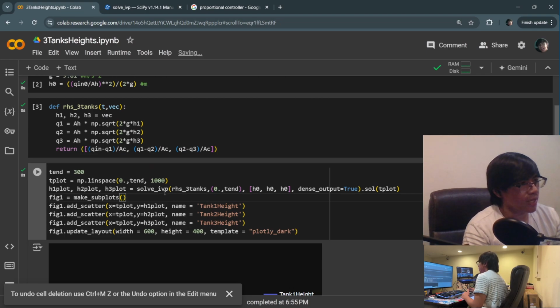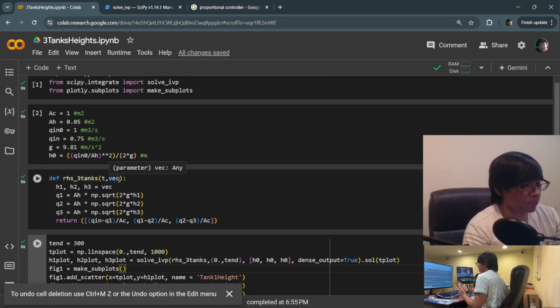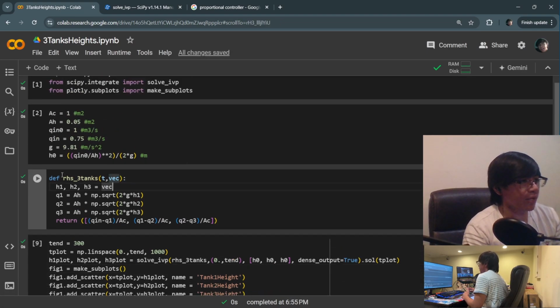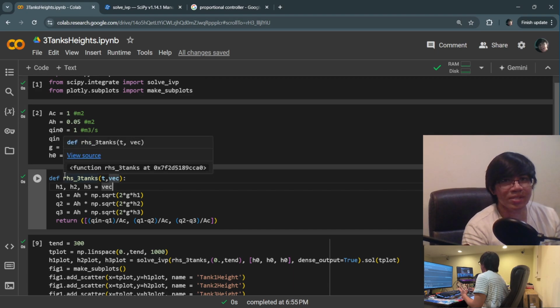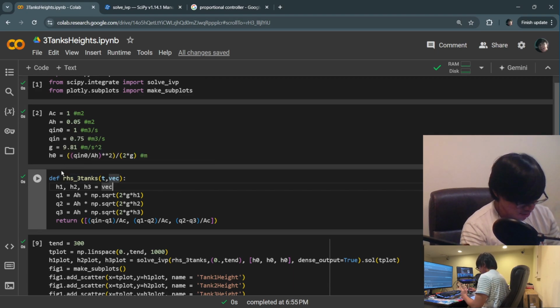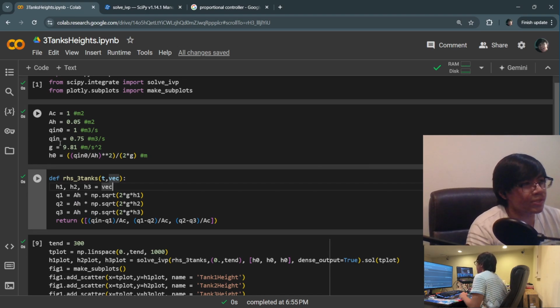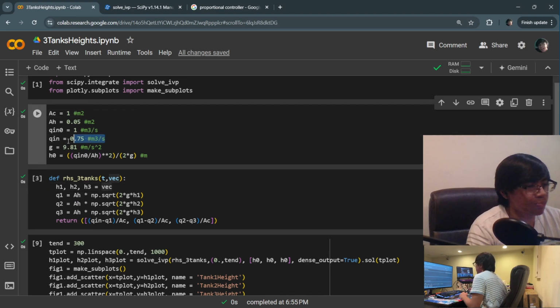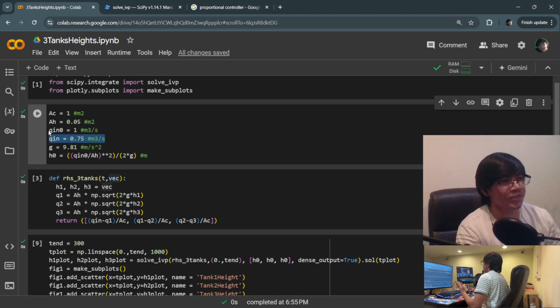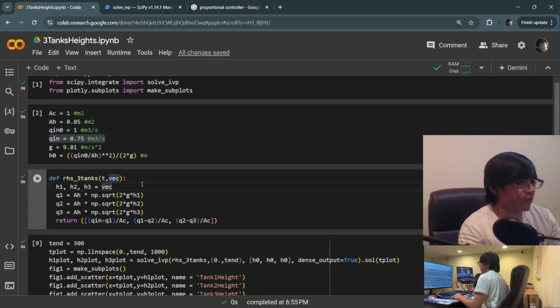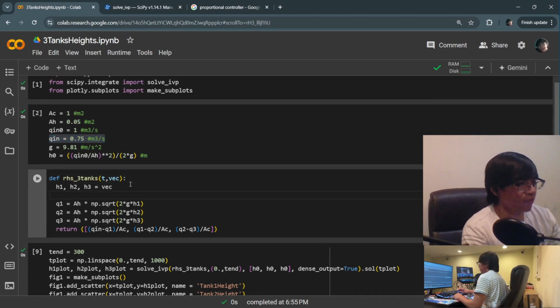So kind of to start out, where will we be coding this in? So the main difference is with the proportional controller now. So instead of just having a predefined Q inlet flow, we're going to be changing our inlet flow based on the height of the third tank. So I'm actually just going to put that in here in our function.